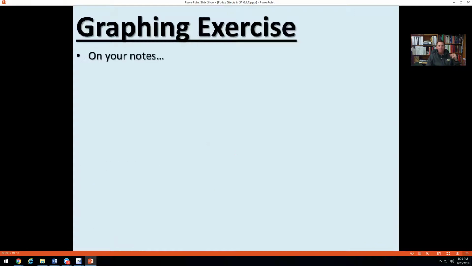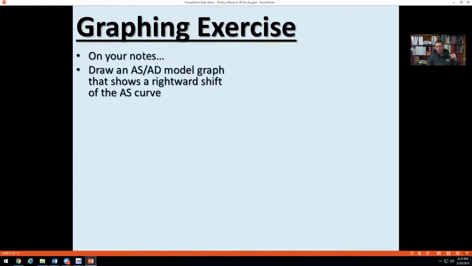So graphing exercise on your notes, if you have them out, or on the whiteboards. Why don't you pause the video right now if you haven't had anything out taking notes yet, or get out a whiteboard to practice this. So pause the video now and be prepared. The next bit of this is some interactive stuff.